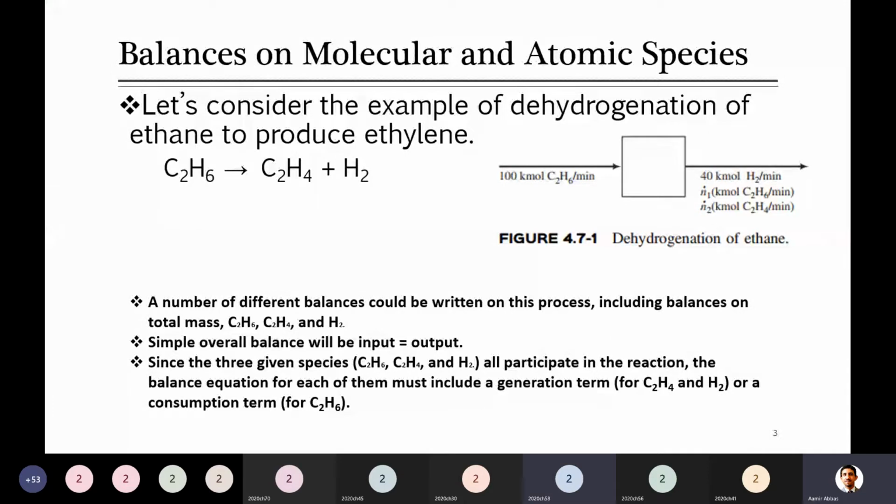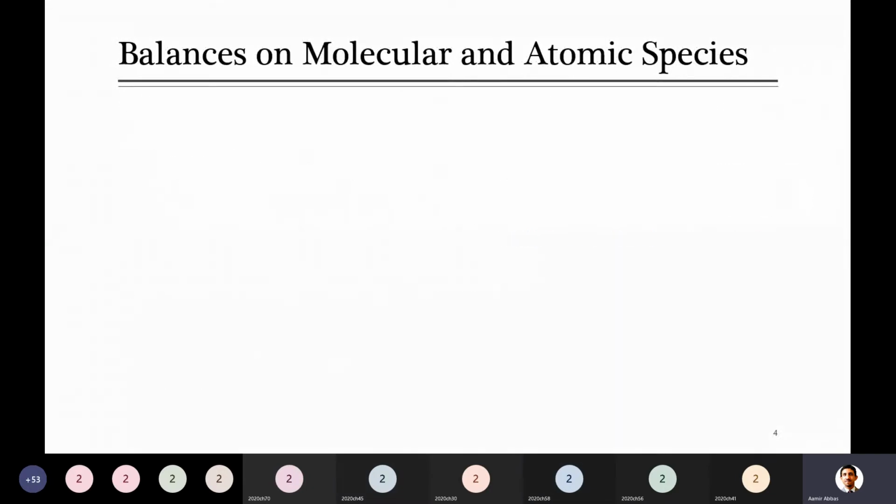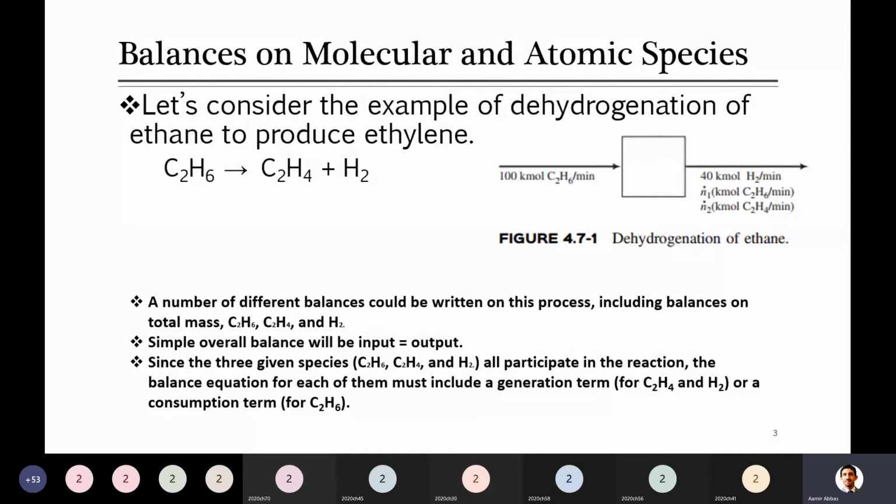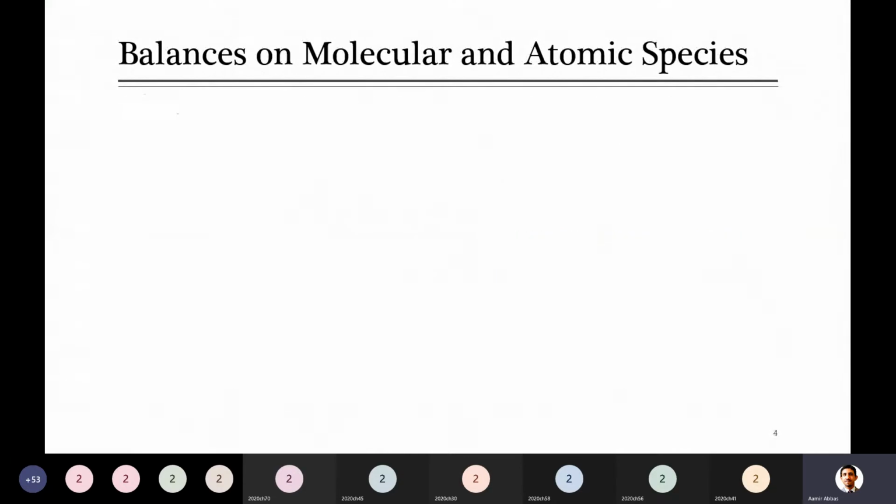And what about hydrogen? Generation, because it is produced as a result of the reaction. So you have to keep this in mind. When we started this, we already discussed that while applying the balance in a reaction system, you should keep in mind which one is generated or which one is consumed. And where do you get this information? This information comes from the reaction. You should have the reaction equation. When you know the stoichiometric equation, then you can tell which one is being consumed or produced.